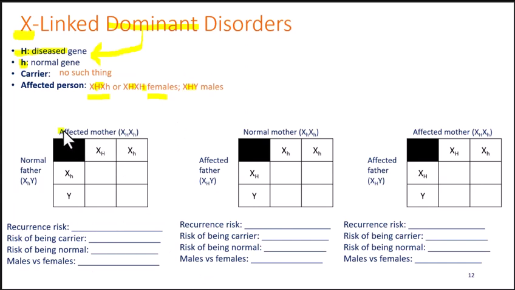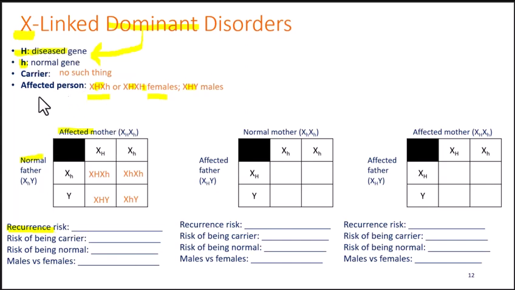Okay, let's look at our situations here. We're going to look at an affected mother, and we're going to look at a normal father. Let's do our Punnett square. Let's look at recurrence risk. What is the chance that this condition will be passed on? So a mother with a disease says, I have this dominant disorder and I'm hoping it's not going to be passed on to my kids. What are the chances? So let's find that out for her.